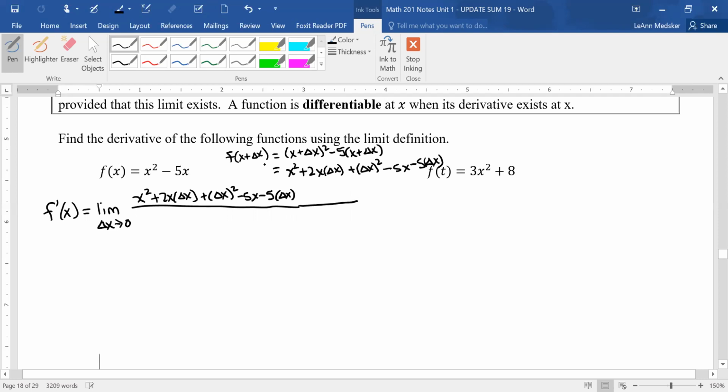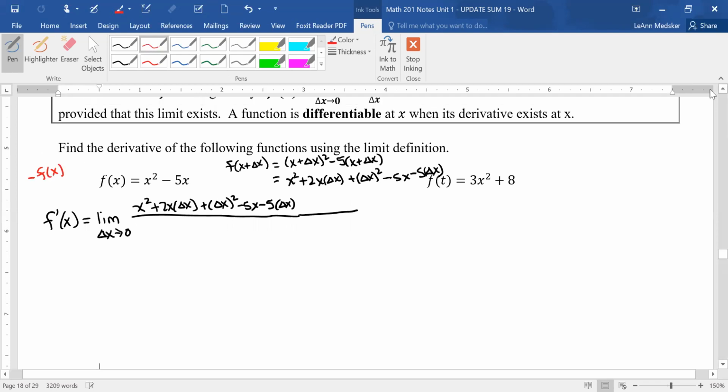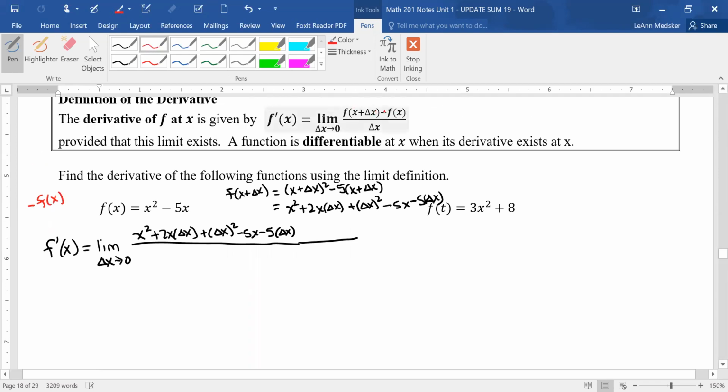And then remember, we still have another evaluation that we need to do, and I'll do this one in red. We have to do negative f of x on the top as well. So just remember, look up at your formula, f of x plus delta x minus f of x. Negative f of x just means change all the signs of the function. So we're going to put this at the end here. So minus x squared plus 5x. Okay? And then that is all over delta x.